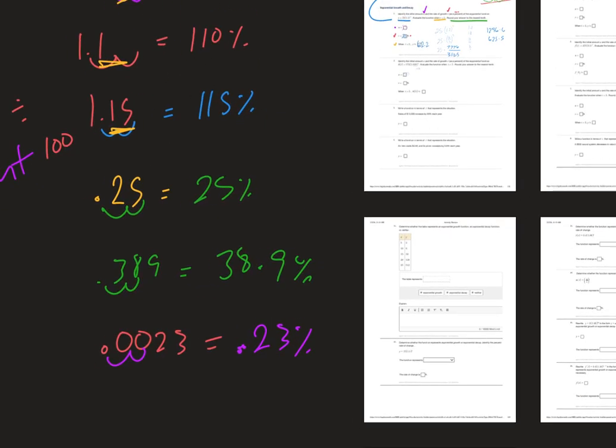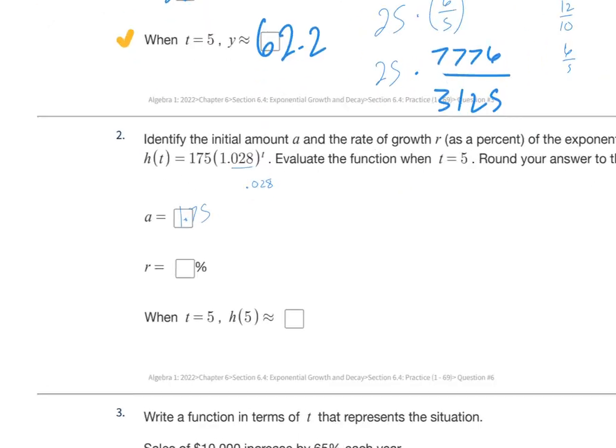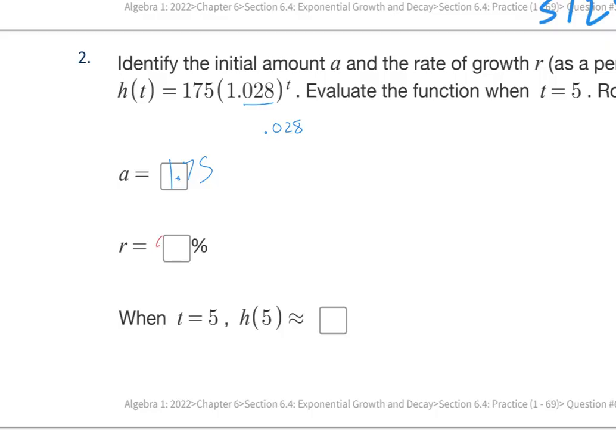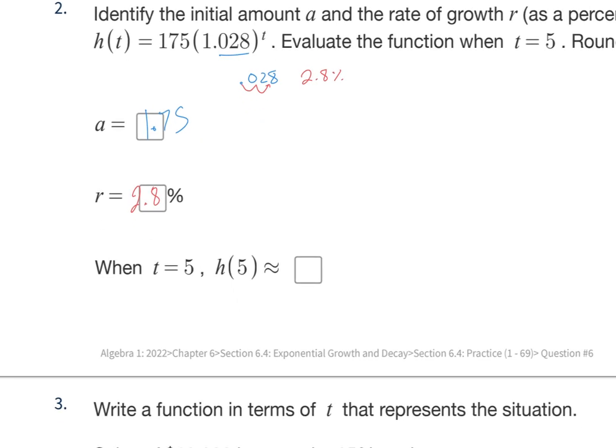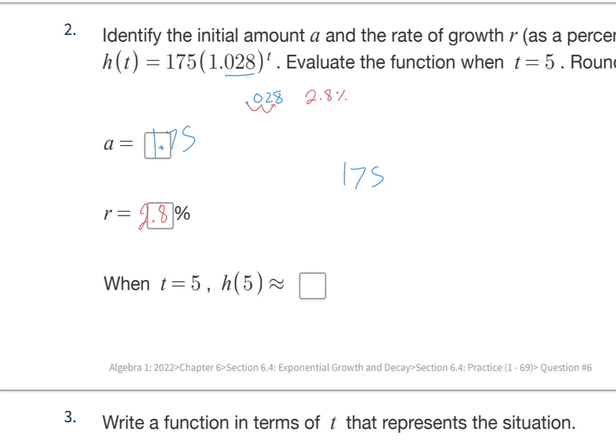Sort of. So let's go back to this one. So 0.028 is really 2.8%, because watch, 2.8%. All right. Now the next part is just plugging in t is 5. So 175 times 1.028 to the 5th. Okay, so I'm not about to do this. I'm not going to do 1 and 28 ten-thousandths to the 5th power. That's just not going to happen.